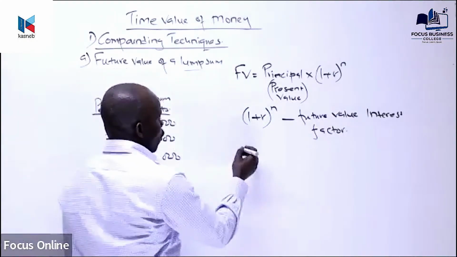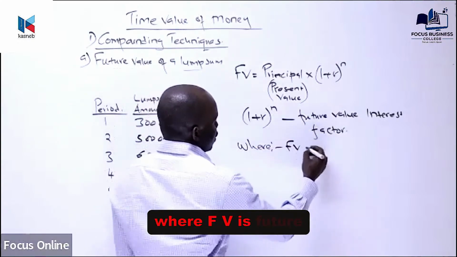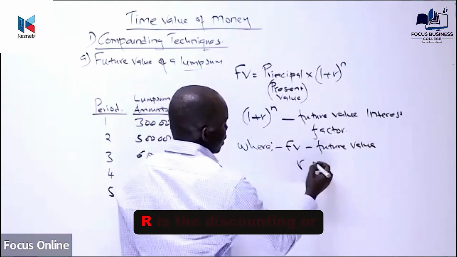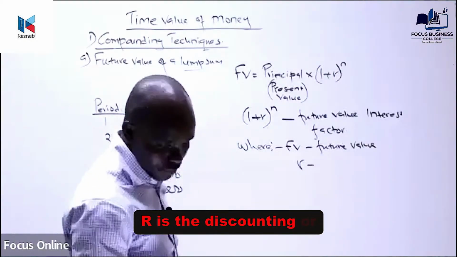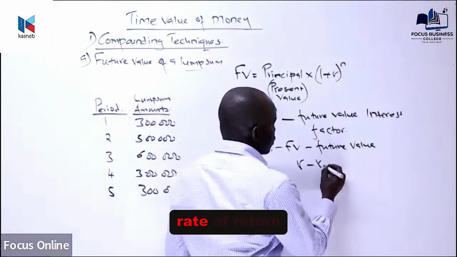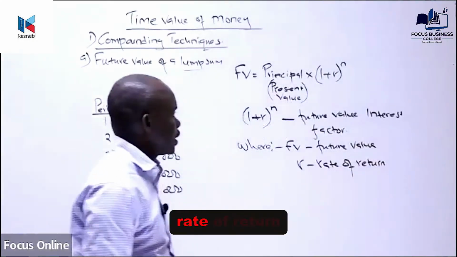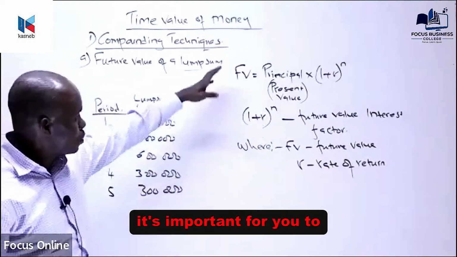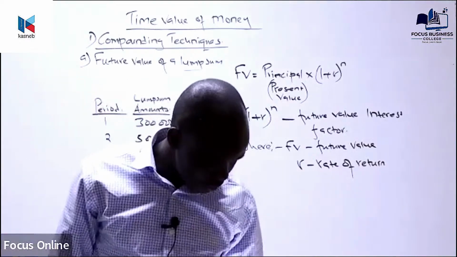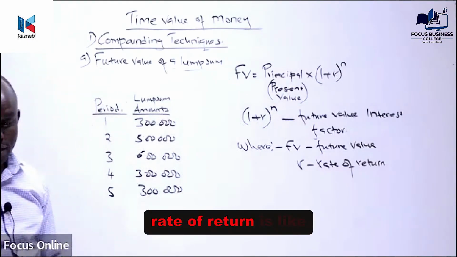So here we can say, where FV is future value, and r is the discounting, or not discounting rate, but rate of return. It's important for you to write this formula. Just write this, just write that. Rate of return is like the interest rate.